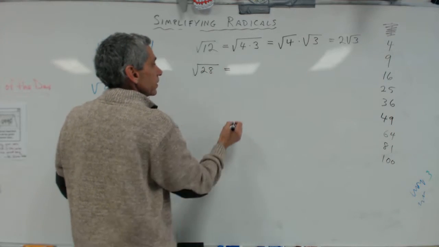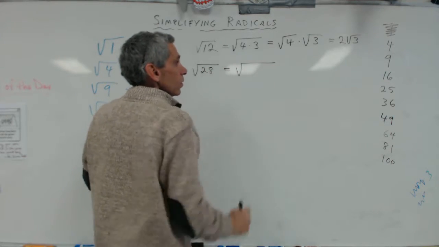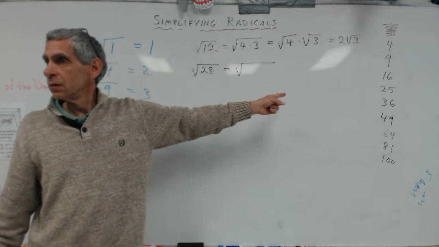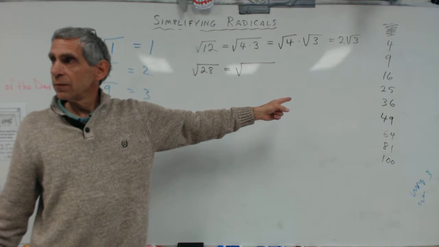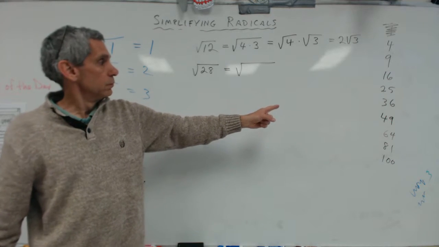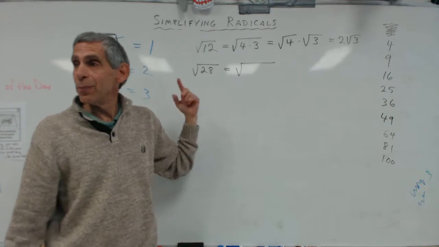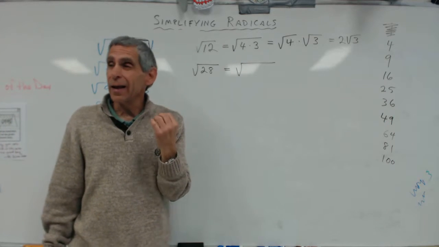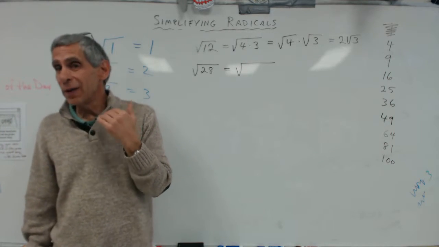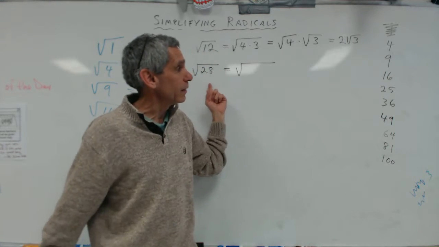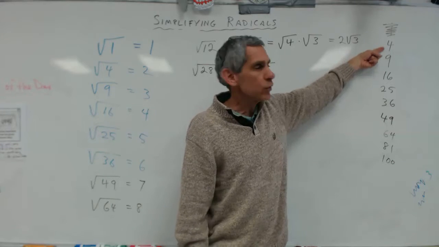Square root of 28. Which of these goes into 28? 9. No, wait, 4. 4 is my biggest number. And remember, I am looking ideally for the biggest perfect square that goes into 28. So I know 4 goes into it. I'm going to just check.